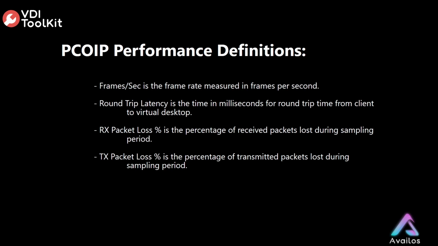RX packet loss percentage is the percentage of received packets lost during the sampling period. And TX packet loss is the percentage of transmitted packets lost during the sampling period.